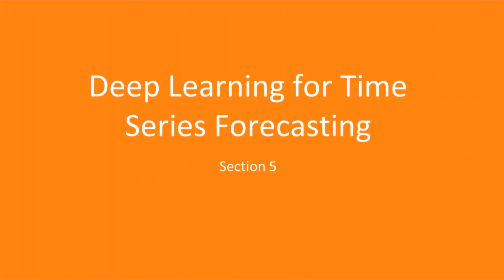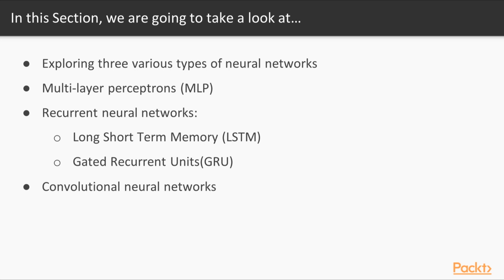Hi everyone, welcome to the brand new section, Deep Learning for Time Series Forecasting. In this section we'll explore three types of neural networks for time series forecasting. We start with multi-layer perceptrons, MLP. This will be followed by recurrent neural networks, which include long short-term memory, LSTM, and gated recurrent units, GRU. Finally, we'll cover convolutional neural networks, which are mostly used on images.